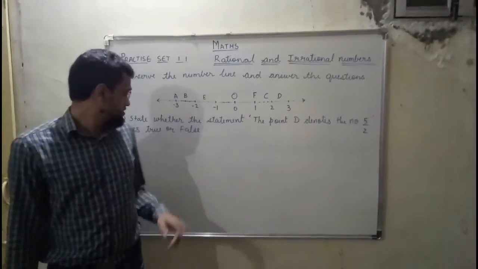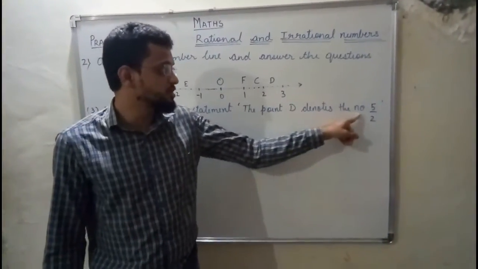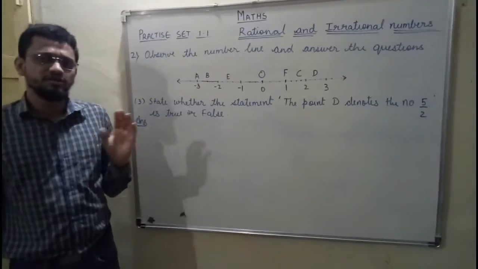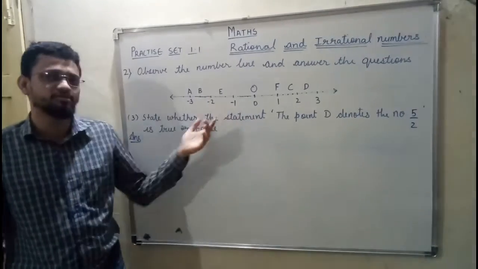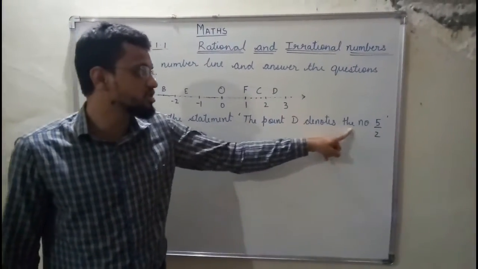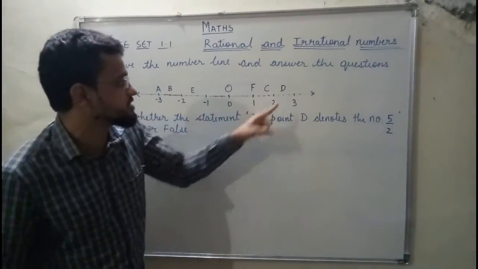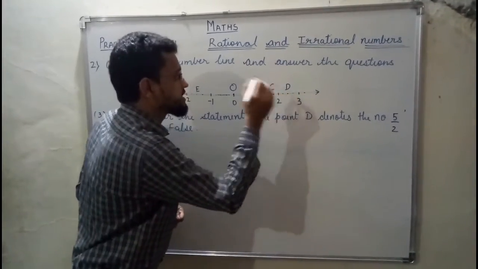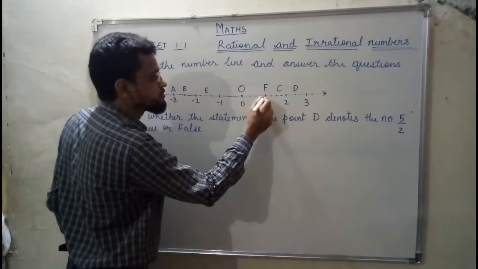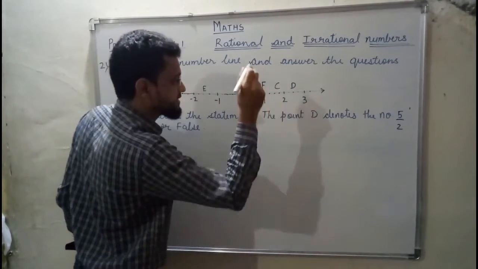Okay. Third question is, state whether the statement, the point D denotes the number 5 upon 2, is true or false. Now we have to find whether the given statement is true or false. The statement is point D denotes the number 5 upon 2. Now on the number line, point D is at this point. Now counting from 0: 1, 2, 3, 4, 5, 6, 7, 8, 9 and 10.